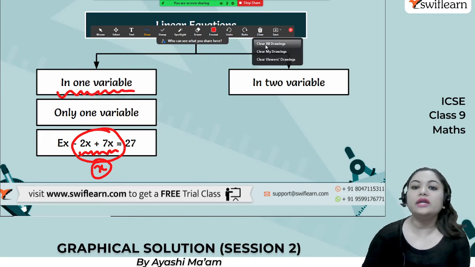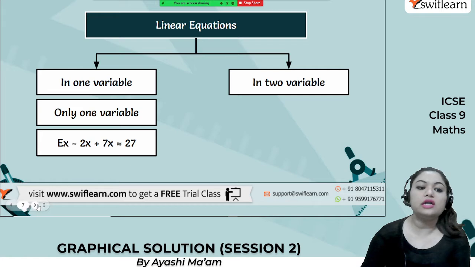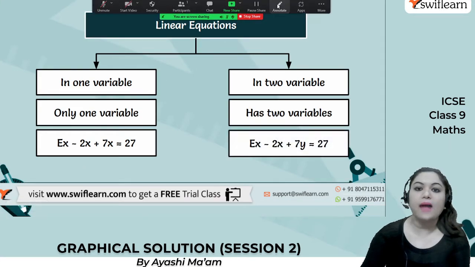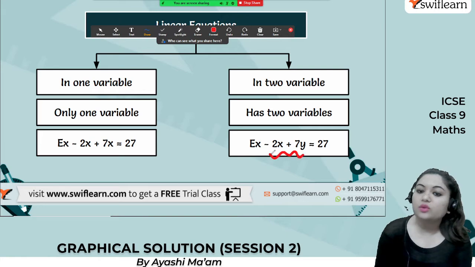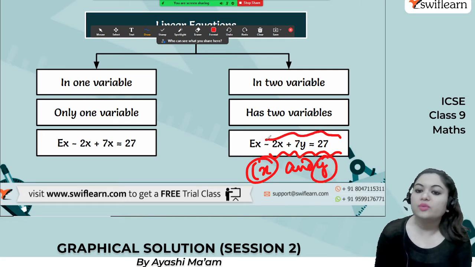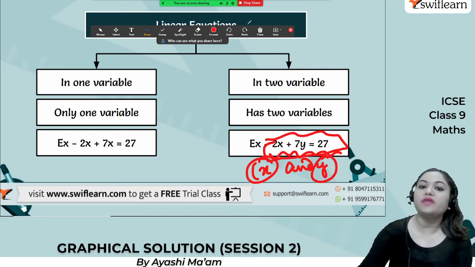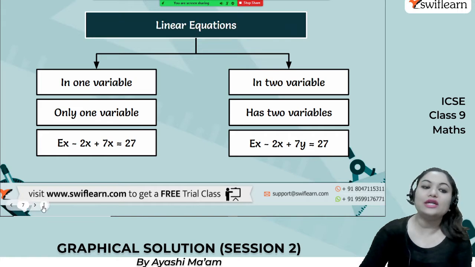But what about a linear equation in two variables? Here two variables will be used. For example, just see 2x plus 7y equals 27. Here two variables are used, x and y. Two variables have been used in this equation. Therefore, this is a linear equation in two variables.